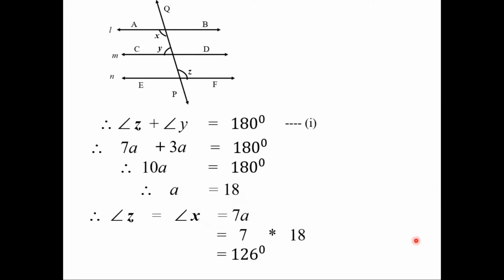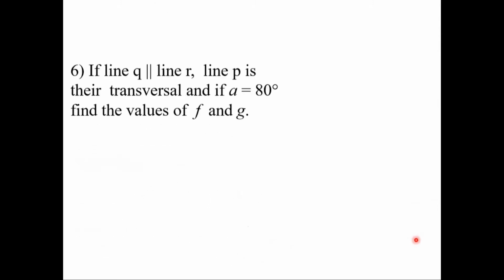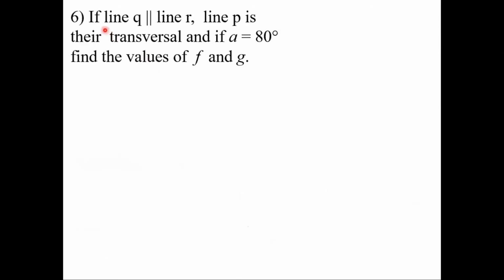Now coming to the next numerical. Here, line Q is parallel to line R and line P is their transversal, and if A is equal to 80 degree, then find the value of F and G.